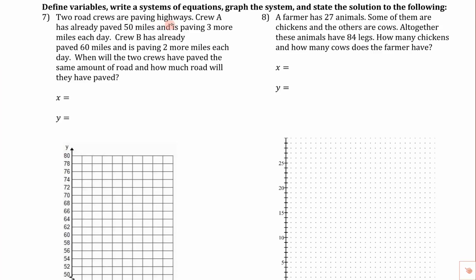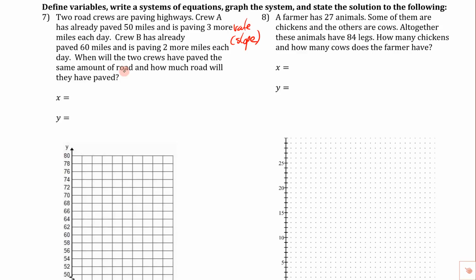So 2 road crews are paving highways. Crew A has already paved 50 miles and is paving 3 more miles each day. So there's a rate right there. Okay, so I'm going to write rate there to remind us. And then in parentheses, I'm just going to put slope. And crew B has done 60 miles, but they're only paving 2 miles per day. Again, that's a rate.